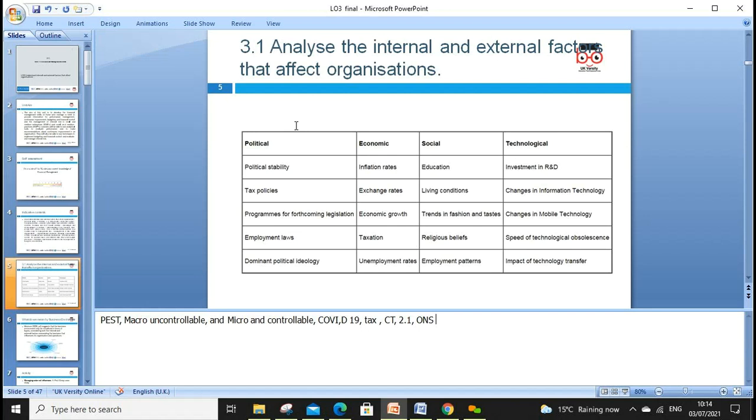Social factor, of course, society is changing. The way we used to work is changing. So we need to look around our internal policies, like flexible working hours and working from home. COVID-19, yes. So our internal policy should be in line with the external social factors.